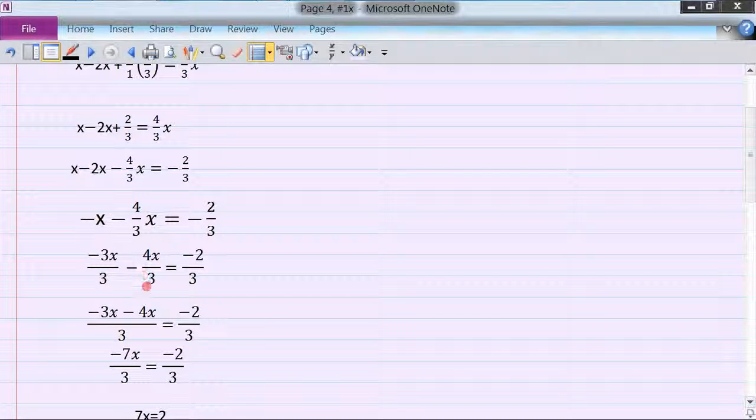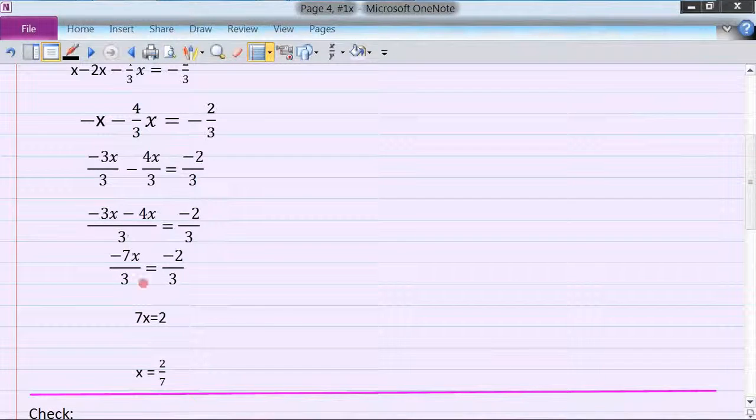I have a common denominator of 3, 3, 3 here. I've combined these two terms under the 3 here. This one stays the same. Minus 3x minus 4x is minus 7x. This is minus 2. And now I've actually multiplied this left term by 3 and this right term by 3. So if I put a 3 here and I put a 3 here, I get 7x equals 2, because I can also change the sign here, minus 7x minus 2.